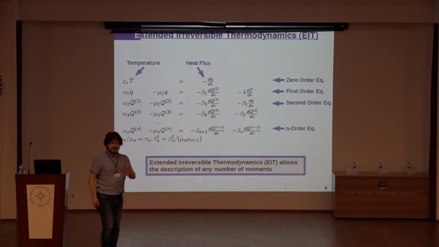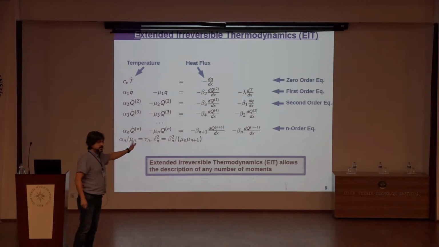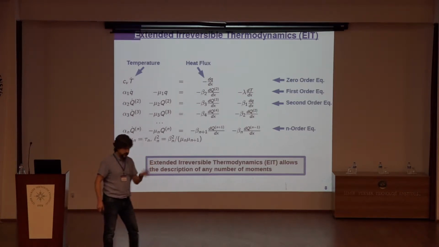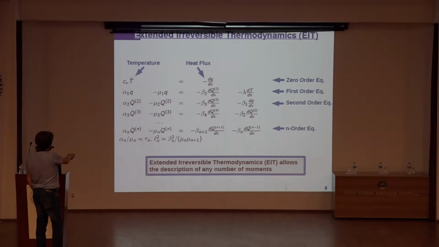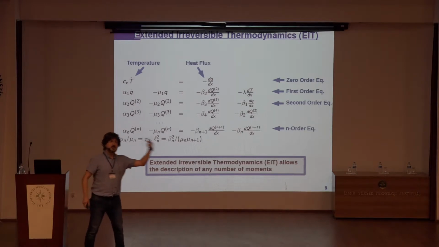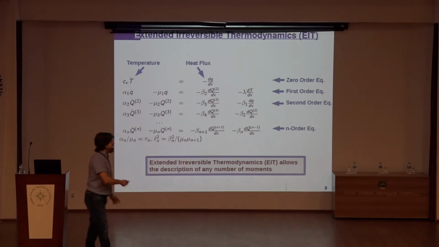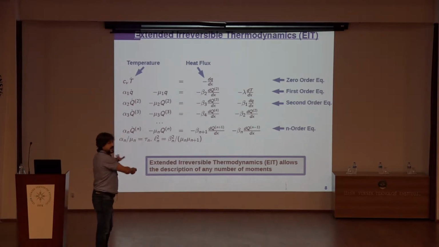I don't want to get into the details of this. This can be read in most of our papers. If you want a nice description of this, go to the book of Jou about extended thermodynamics. I just want to show you the structure of these linear equations. You have a moment with its derivative, that is related with the gradient of the moment of lower order and the divergence of the moment of higher order. So n is related with n minus 1 and n plus 1. This is the structure. It doesn't matter what this is.